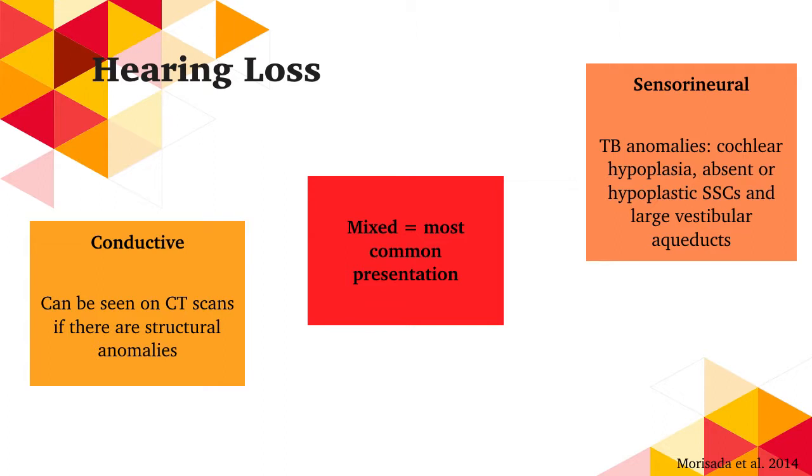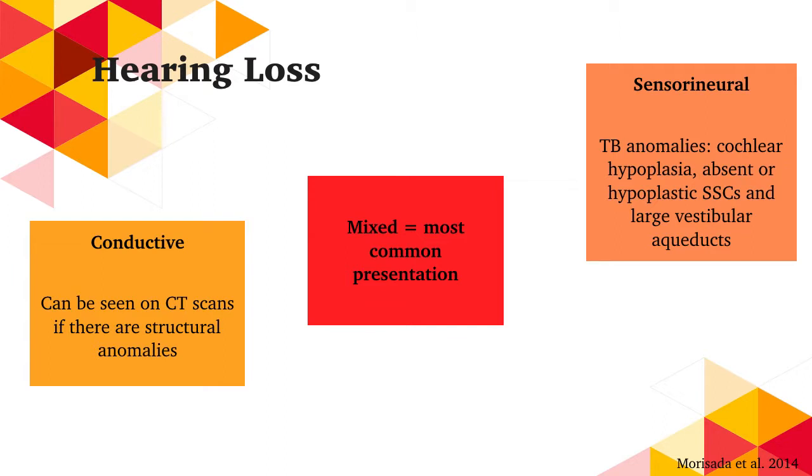So you can have conductive hearing loss, which can be seen on CT scans if there are structural malformations, as we discussed. Mixed is the most common presentation. Generally, in the case studies and literature, it was shown that there is some malformation in both or in one or the other, specifically malformations in the cochlea. Then if there are palate issues or facial problems, otitis media obviously can occur, and people have chronic ear infections, thus leading to mixed.